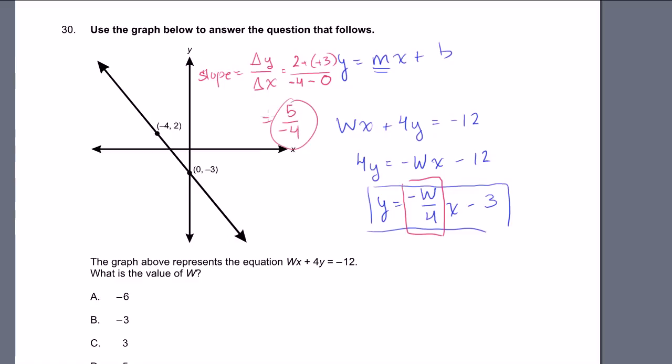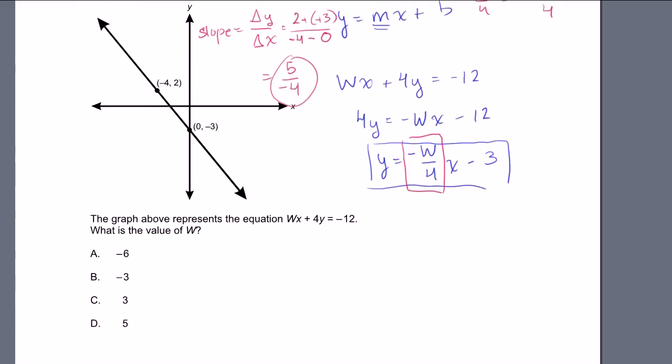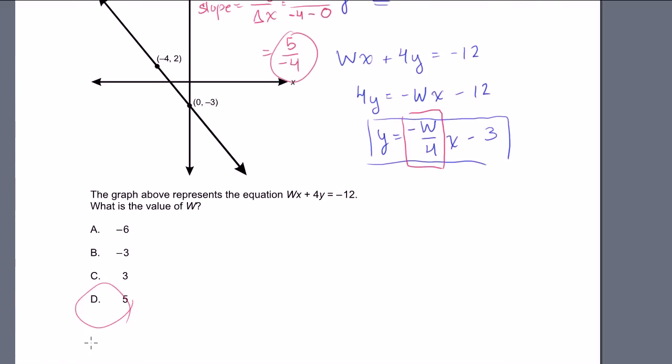So this is the slope. So 5 over minus 4 has to be the same thing as minus w over 4. So we could write minus 5/4 is equal to minus w over 4. You could pattern match that immediately, that w's got to be equal to 5. You could also solve for w, but let's just do the pattern matching. That makes it easier.